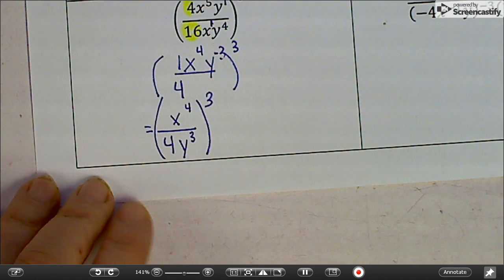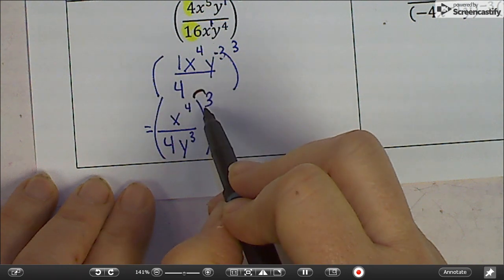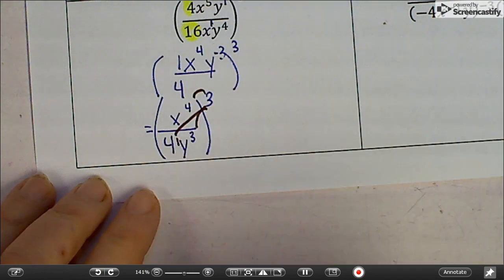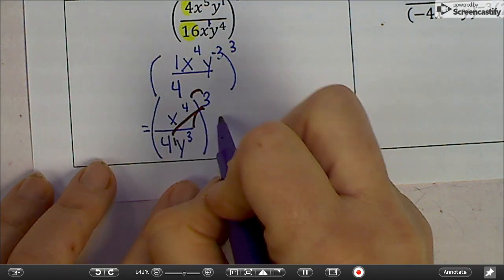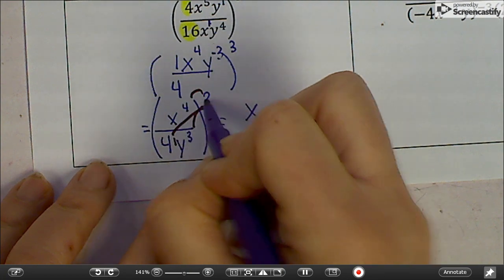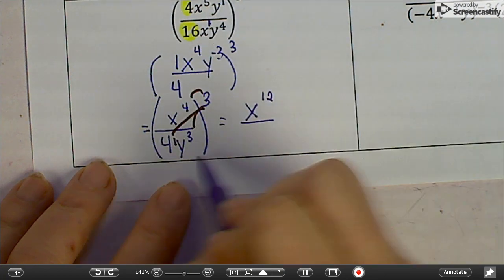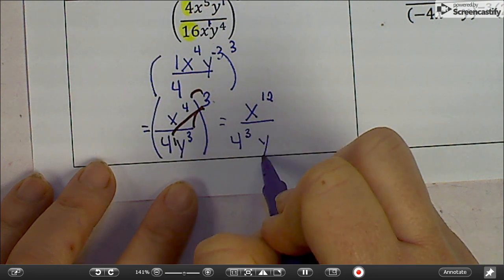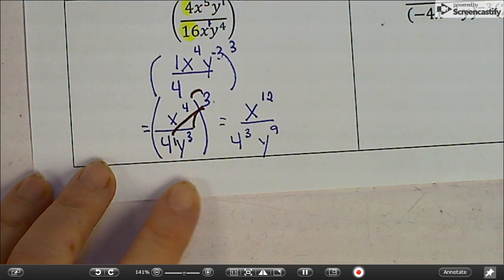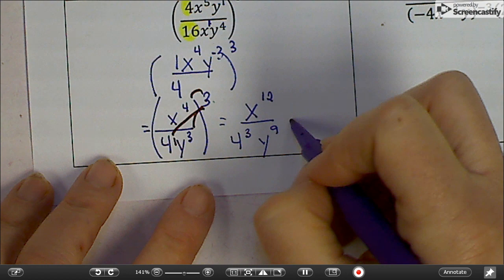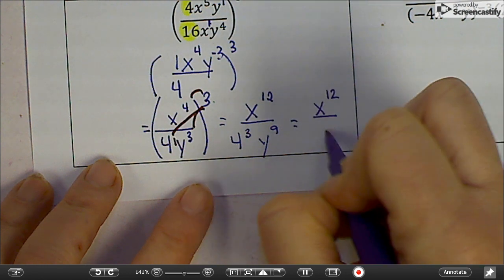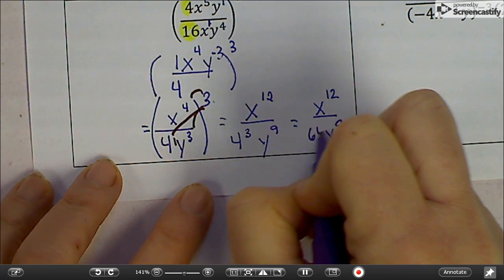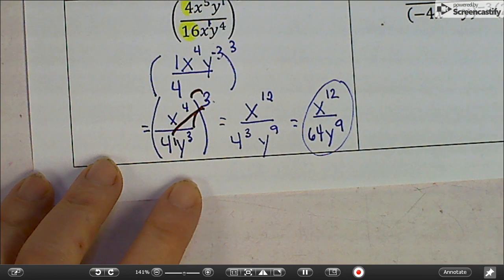Now we're going to use the power to a power rule, which says that we multiply the exponent on the outside to everything on the inside. Remember that the 4 has an imaginary 1 exponent. So on the top, we have x, 4 times 3 is 12. And on the bottom, we have 4, 1 times 3 is 3. Y, 3 times 3 is 9. Now we do need to simplify 4 to the 3rd, or come up with a number for that, which is 64. So that is the answer to that problem.